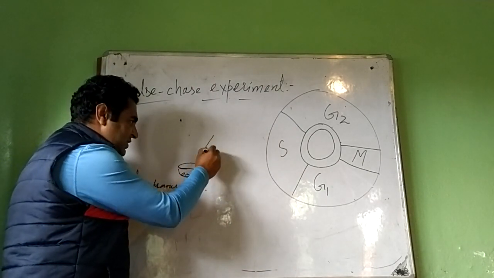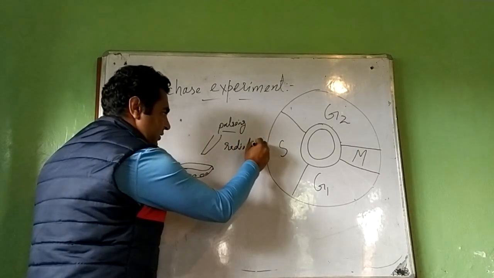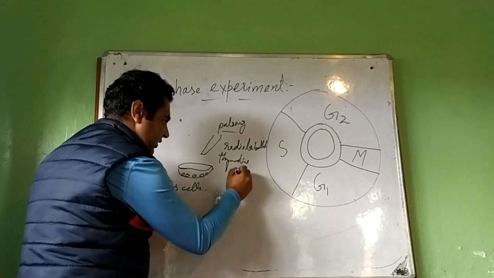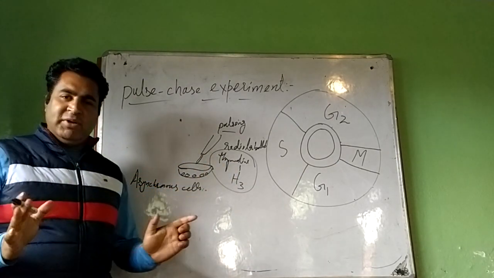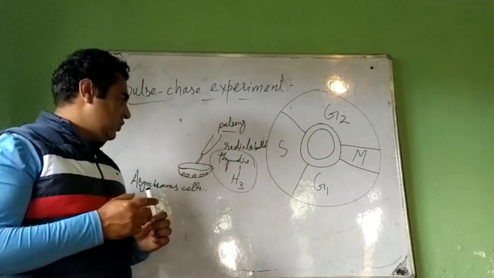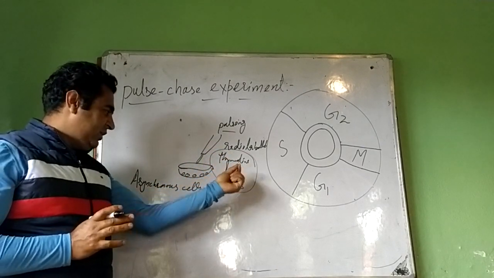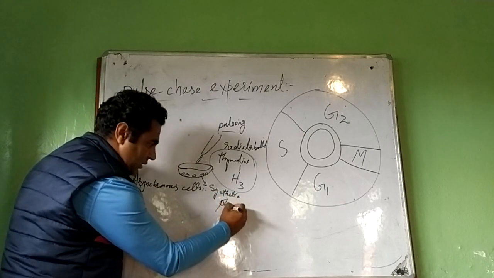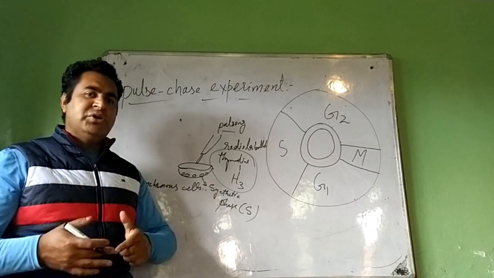So then what we are doing, we are just pulsing with radiolabeled thymidine, H3-labeled thymidine nucleotide, for 30 minutes. Obviously, as thymidine is one of the building blocks of the DNA nucleotide, among these cells, only the cells which capture this radiolabeled thymidine will be in synthetic phase, or S phase. What do we mean by synthetic phase? Those cells are synthesizing DNA. New DNA synthesis is going on.